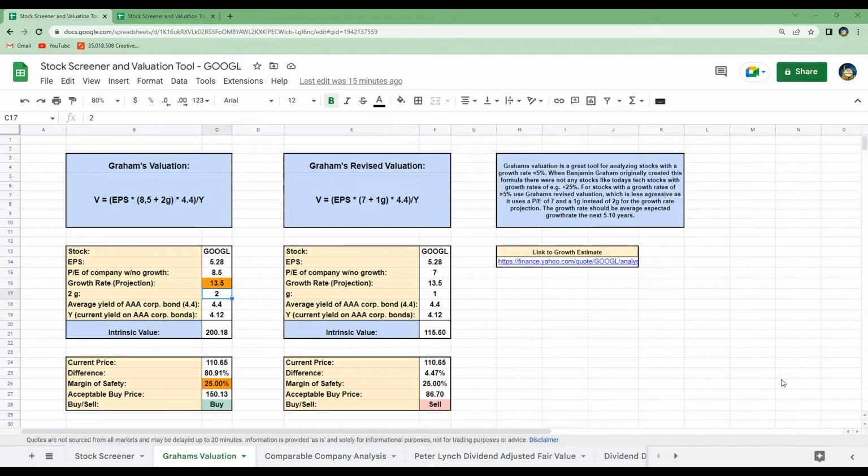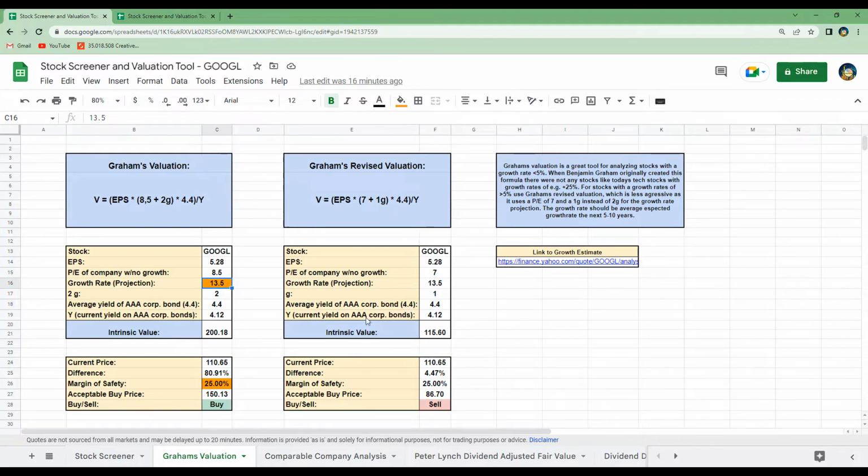The first model we will use is Graham's valuation, and the spreadsheet is almost fully automated. All we have to do is write in the growth rate projection of Google. I've done some research and found a growth rate projection of 13.5%, which I've added here. And as this is above 5%, we will use Graham's revised valuation, which is less aggressive than his original valuation.